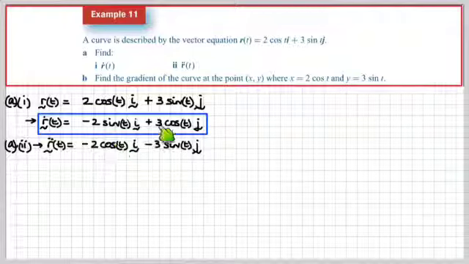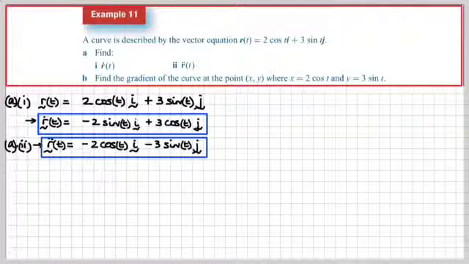Derivative of sine is cos. Derivative of cos is minus sine, hence the minus 3 sin t. I think we need another box. Thank you, Mr. Box. Now, what are we going to do now? We've got to do part B. Alright, now we've got to get the gradient of the curve. Now, I said chain rule, didn't I? Yes? Well, let's just see.